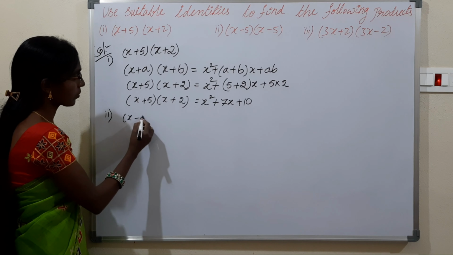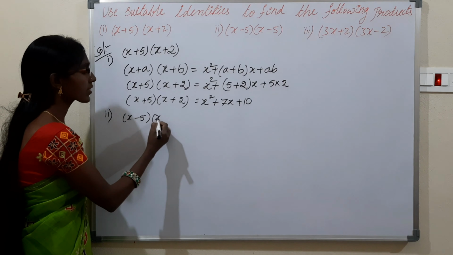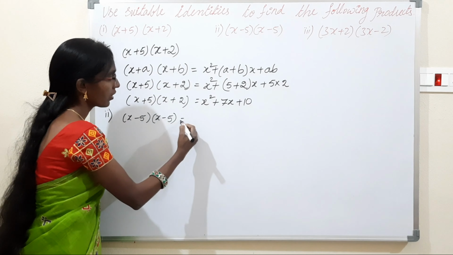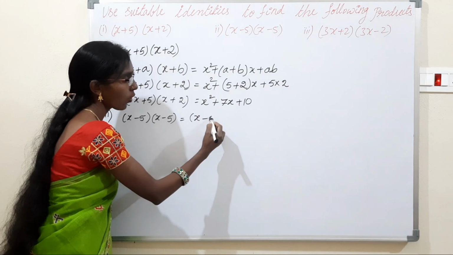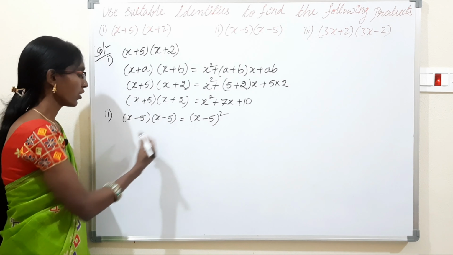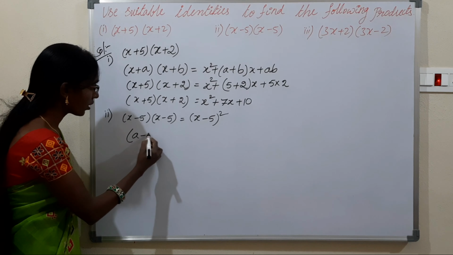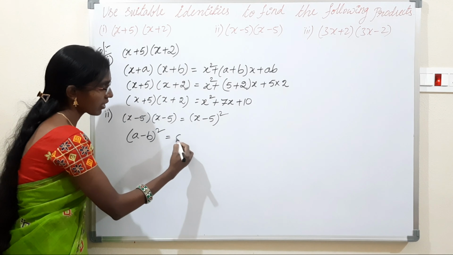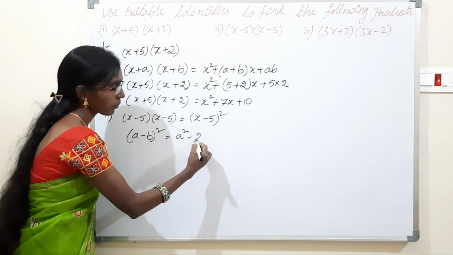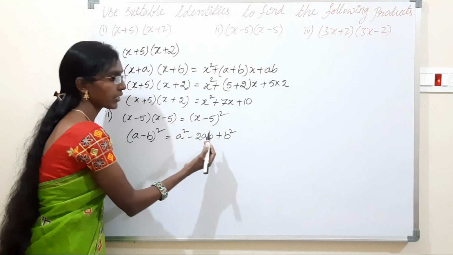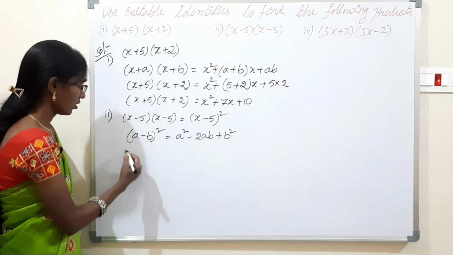The second one is x minus 5 into x minus 5. We can express this as x minus 5 whole square. It is in the form of a minus b whole square. a minus b whole square equals a square minus 2ab plus b square. This identity we have to use.